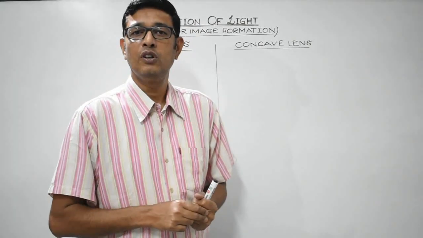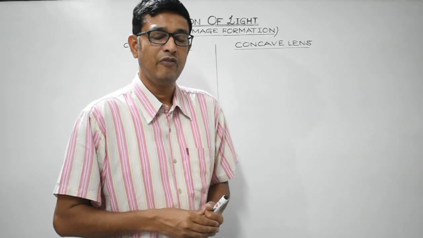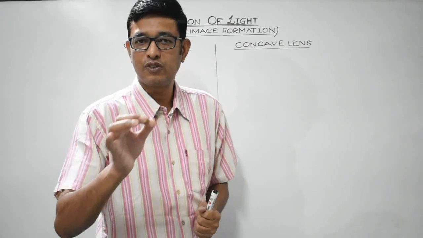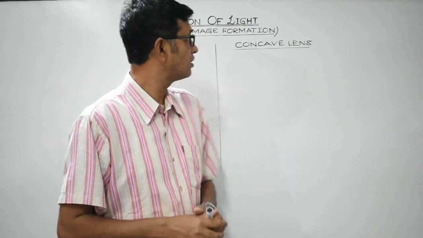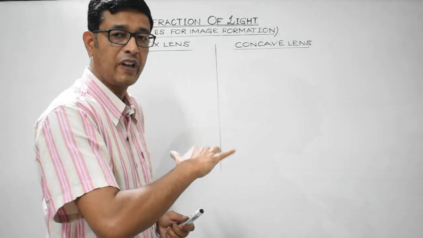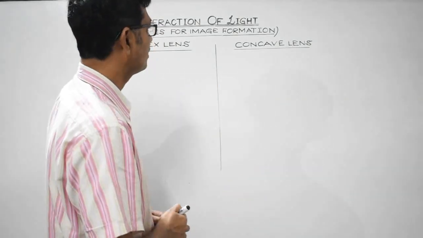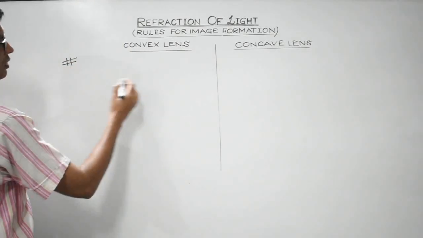So before we start with the ray diagrams for the image formation, we must make ourselves familiar with the rules for the image formation, right? So let's start with this session, students. I'll state the rules both for convex as well as concave. The rules are the same for both the lenses. So let's start with the first rule.